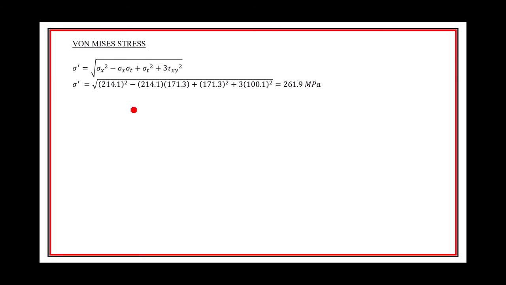Now for von Mises stress, I'm using this equation right here. I could just as easily, because I have the principal stresses, use the other equation that I mentioned previously. So here you go, 261.9.